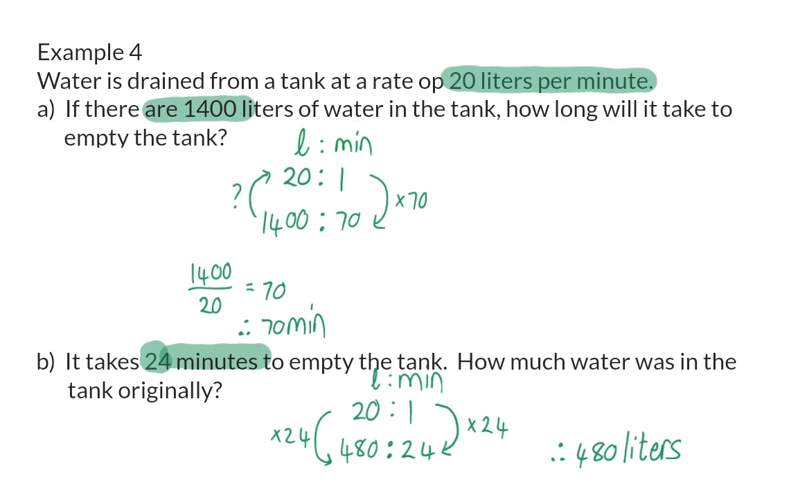From these examples, you could see that even though a rate compares values with different units, whereas a ratio compares values with the same unit, the calculations for both are exactly the same because both of them can be rewritten in fraction form.